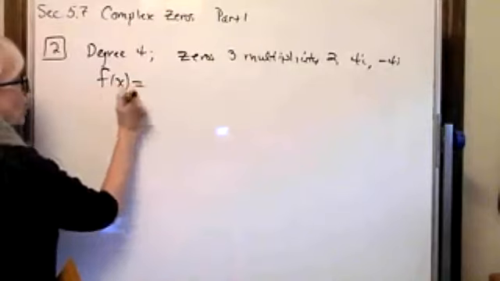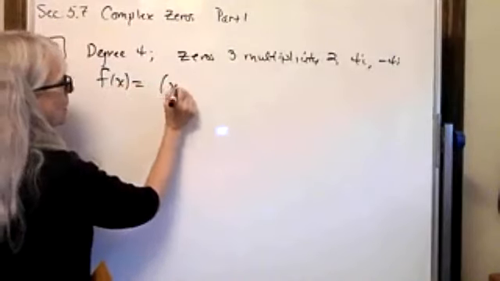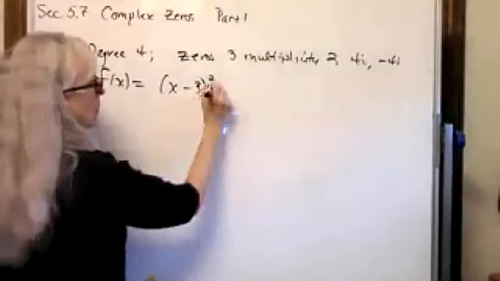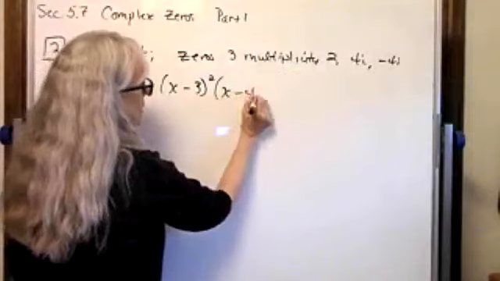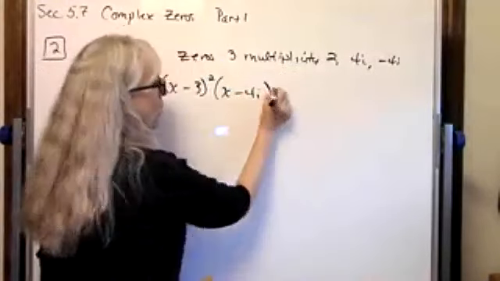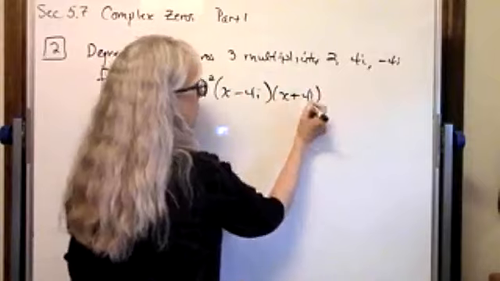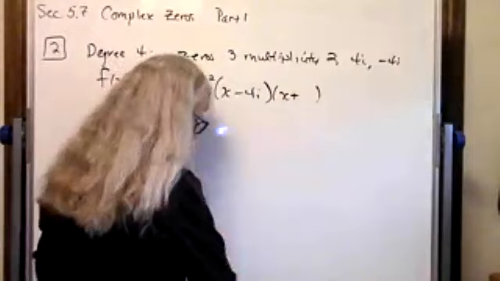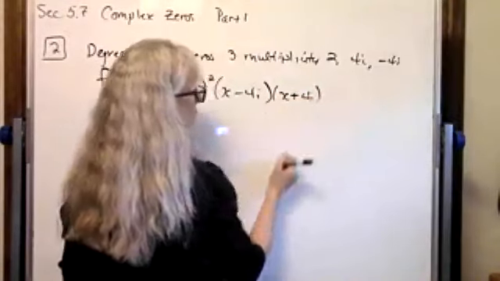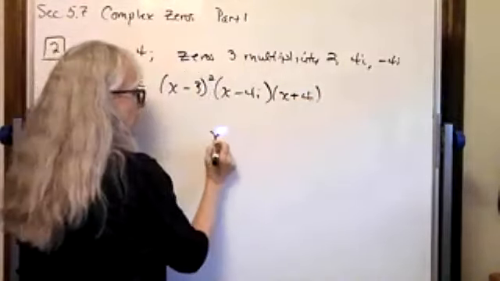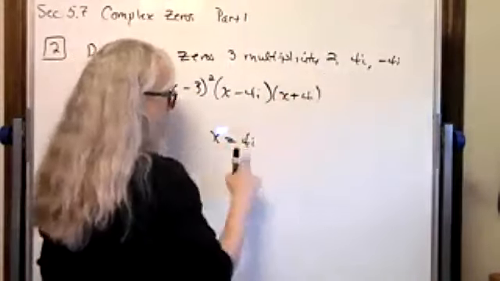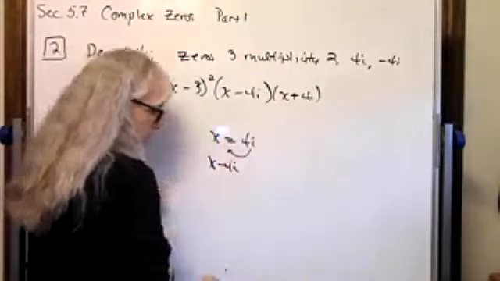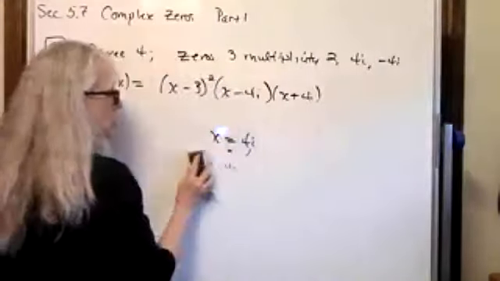So f of x for our polynomial function is equal to x minus 3, and we're going to put a square on that one because it's a multiplicity of 2. We're then going to take that 4i and write it as x minus 4i. And the negative 4i is going to come down as x plus 4i. So again, each time I put a zero back as a factor, I change its sign. The reason is, if x is equal to 4i, it's a solution. Then when you bring that 4i back over to the x, you have x minus 4i, which is this factor. So that's why you switch the sign to put it back into its factor.